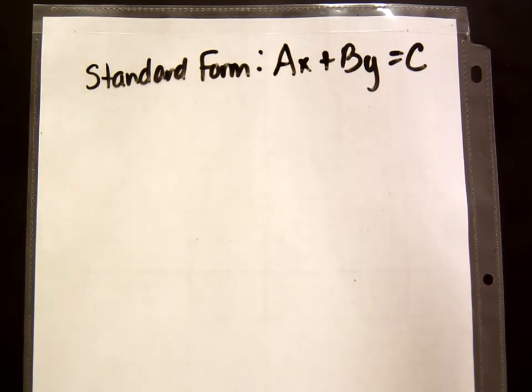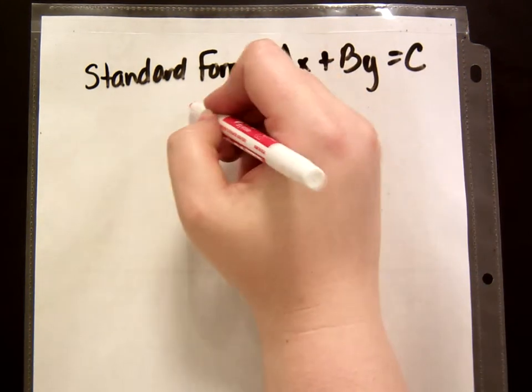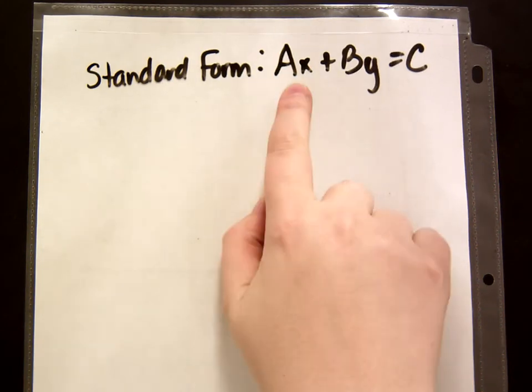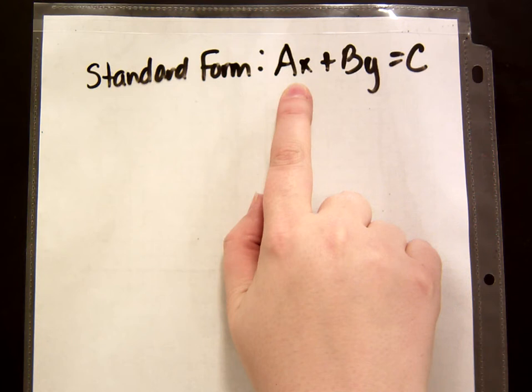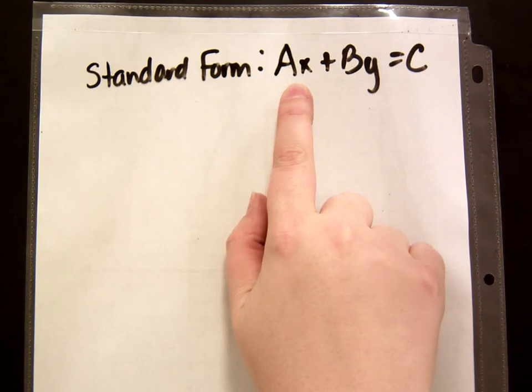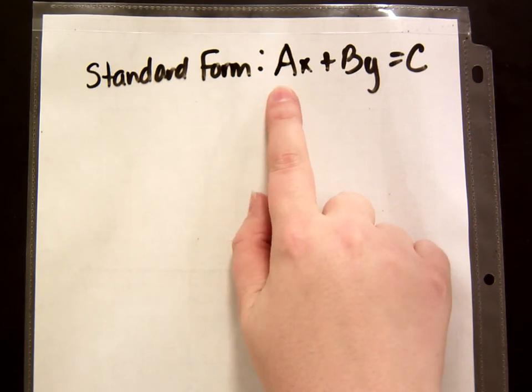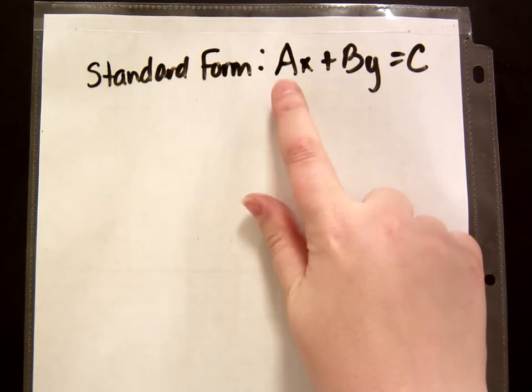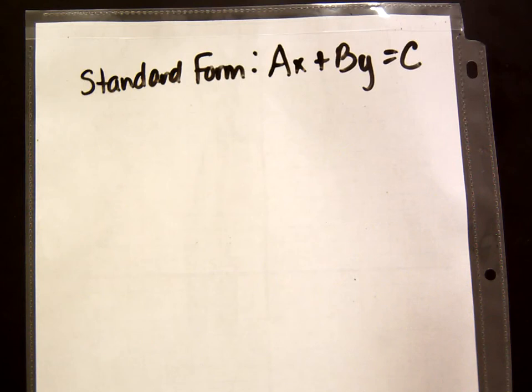Now there's a few things to know about this. First of all, a, b, and c have to be integers, which means no fractions or decimals. The a value has to be positive. And then finally, the GCF, the greatest common factor of a, b, and c, needs to be 1. So for example, if they're all divisible by 2, you have to divide them all by 2.